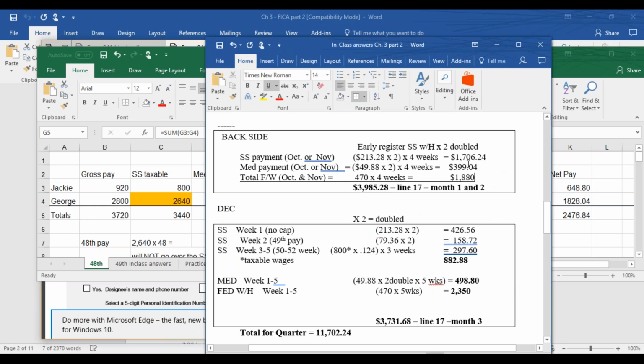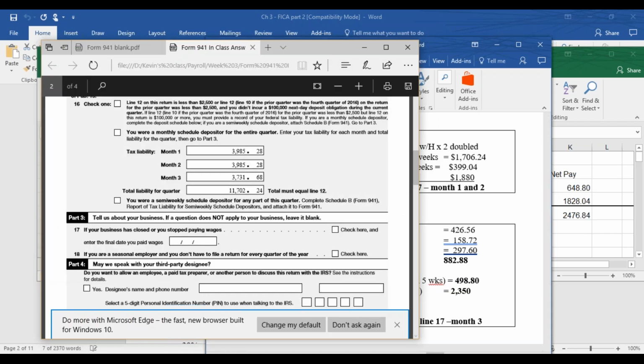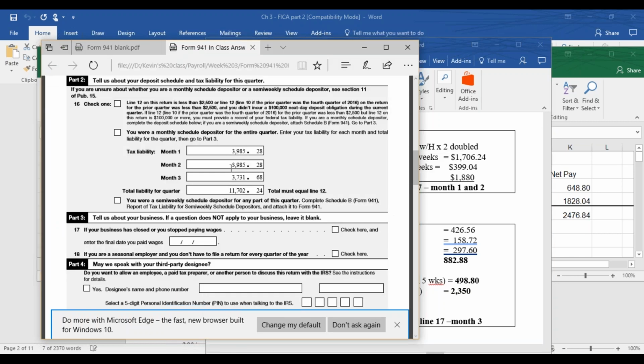1880. When you add up these 3 amounts, this is what you should have collected and paid in for the end of October, and then the end of November would have been the same. So $39.85, and you put that right here, $39.85 and 28 cents.